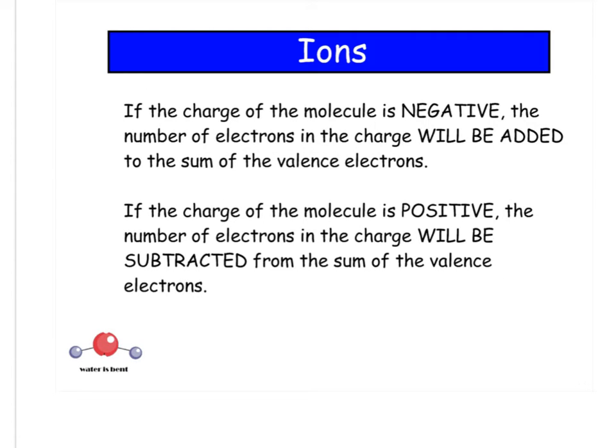Ions. If the charge of the molecule is negative, the number of electrons in the charge will be added to the sum of the valence electrons, right? So if it's negative, that means they've gained electrons. If the charge of the molecule is positive, the number of electrons will be subtracted from the sum of the valence electrons. That means they've lost electrons.